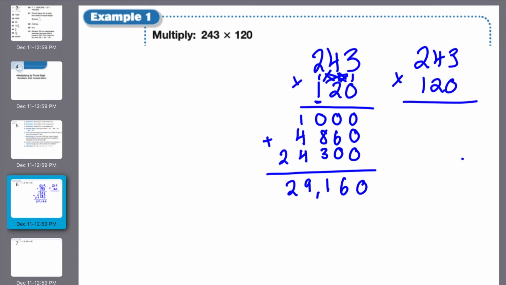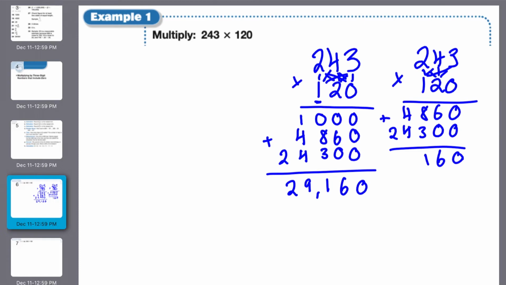they'll just skip right to the 2. So they'll add their 0 placeholder and they'll start multiplying by the 2 right away. 2 times 3 is 6, 2 times 4 is 8, 2 times 2 is 4, and then add your 2 zeros for the 1. 1 times 3 is 3, 1 times 4 is 4, 1 times 2 is 2. So that's another way to do it.